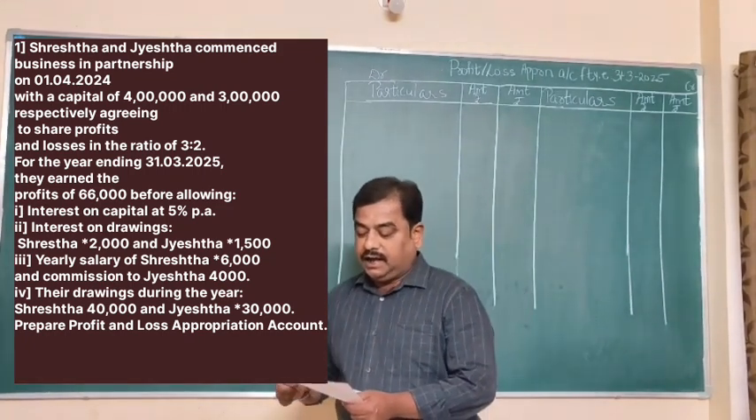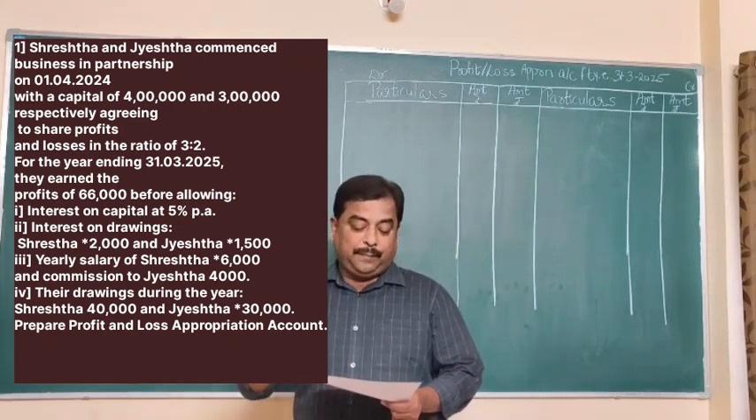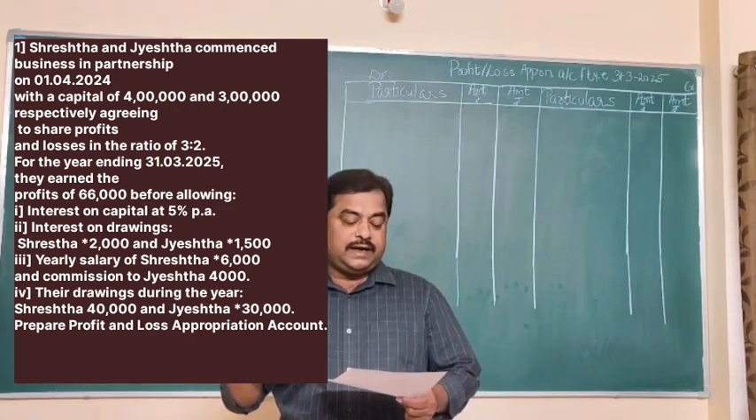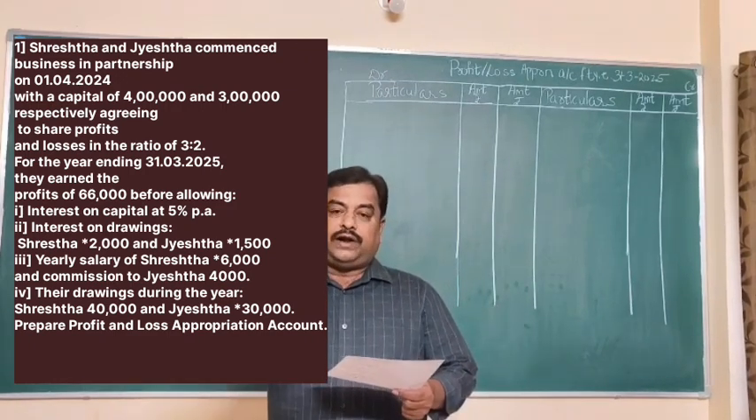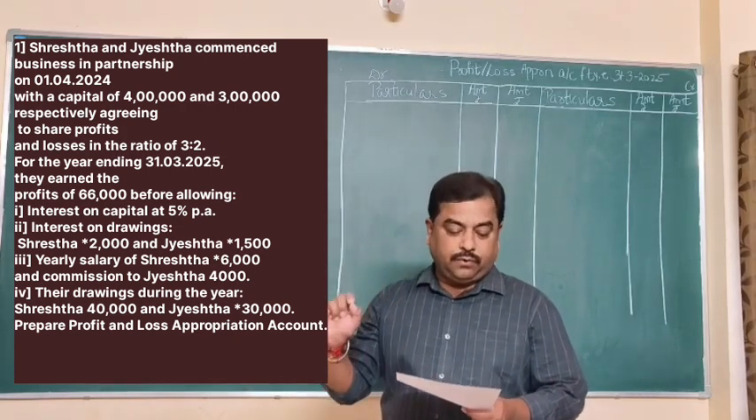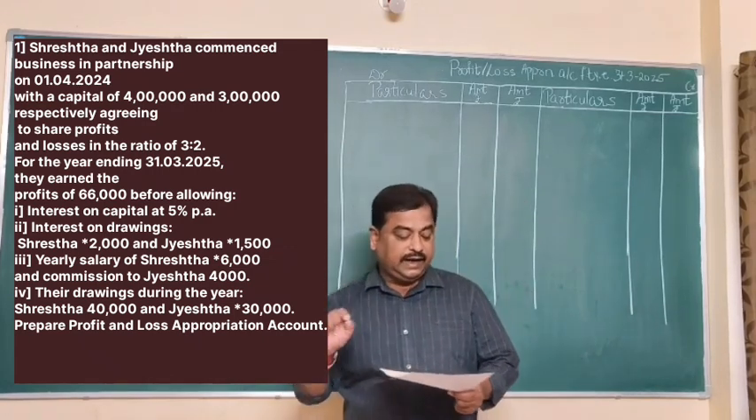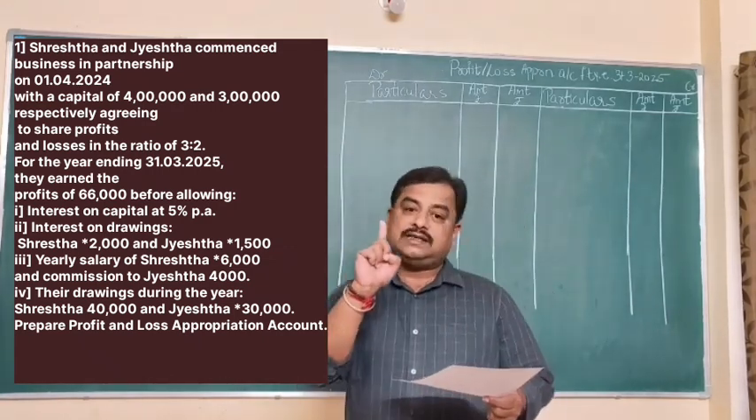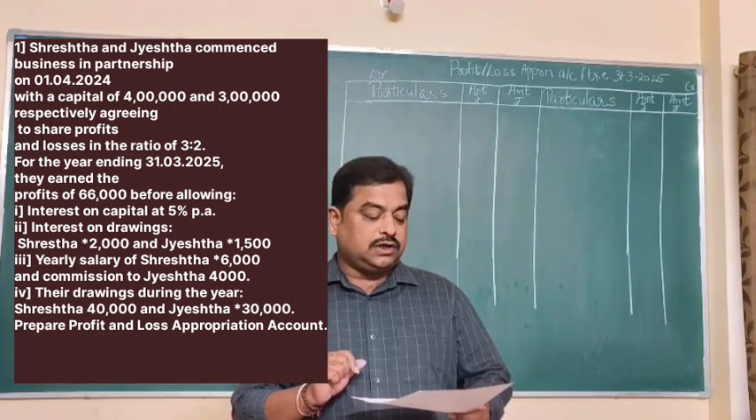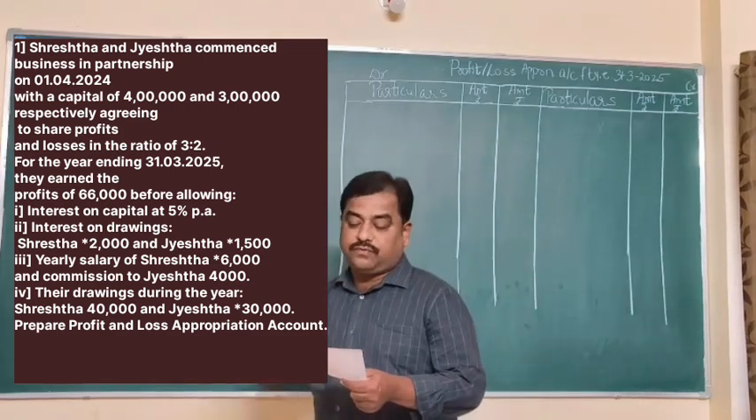Shreshtha and Jyeshtha commenced business in partnership on 1/4/2024 with a capital of rupees 4 lakhs and 3 lakhs respectively. So who are the partners here? Shreshtha and Jyeshtha. When did they commence the business? On 1st of April 2024 with a capital of rupees 4 lakhs and 3 lakhs. So Shreshtha's capital is 4 lakhs and Jyeshtha's capital is 3 lakhs. Respectively agreeing to share the profits and losses in the ratio of 3:2. So what is this 3:2? The old ratio of the partners.